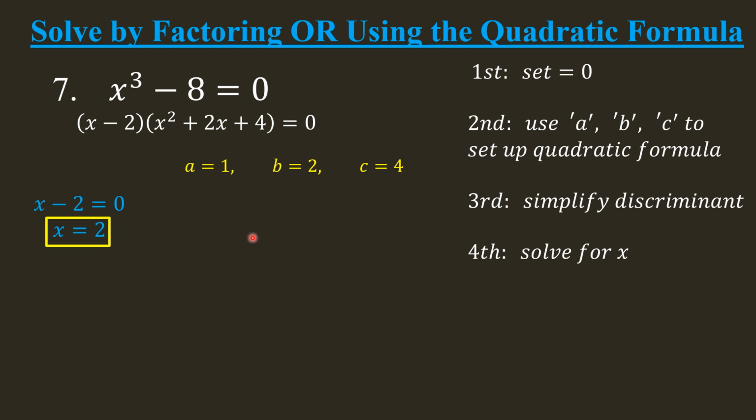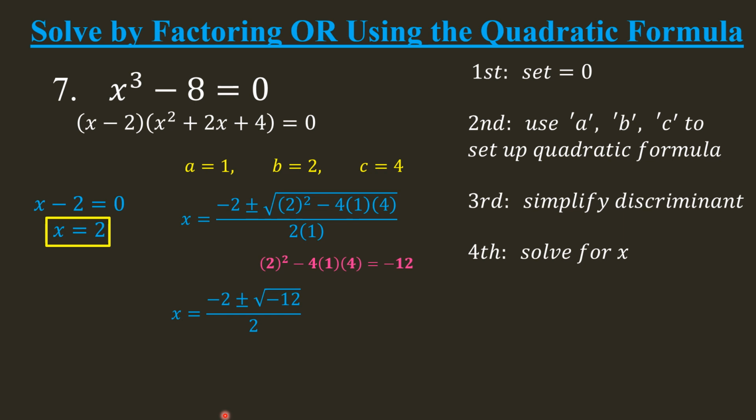and another one that's going to give us 2 imaginary solutions. So, using our a, b, and c values, we will get x equals -2 plus and minus the square root of 2 squared minus 4 multiplied by 1 and 4, all over 2 multiplied by 1. Remember, simplify the discriminant. 2 squared minus 4 times 1 times 4 will give us -12. We have a negative discriminant, so we will get 2 imaginary solutions.